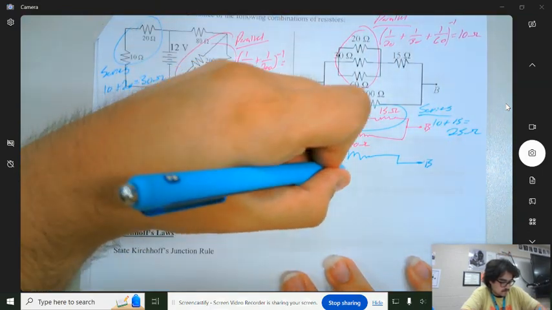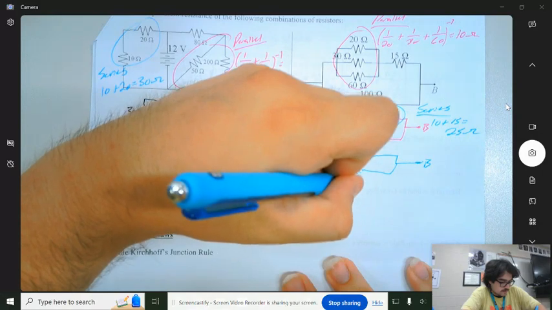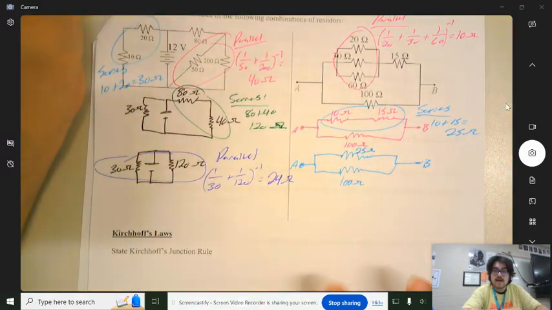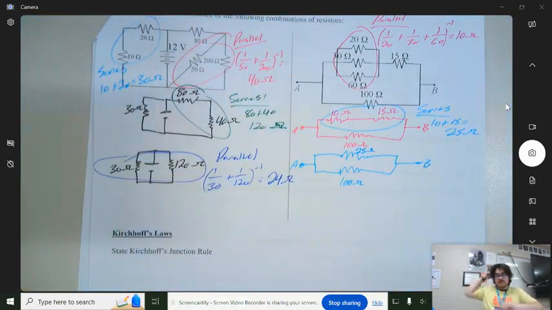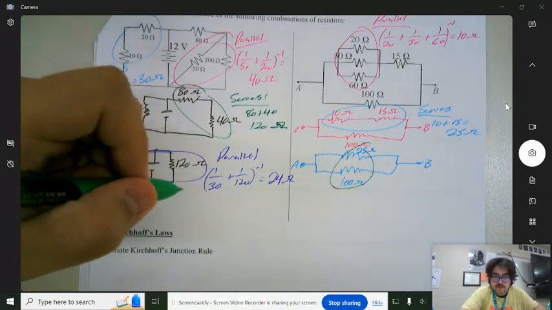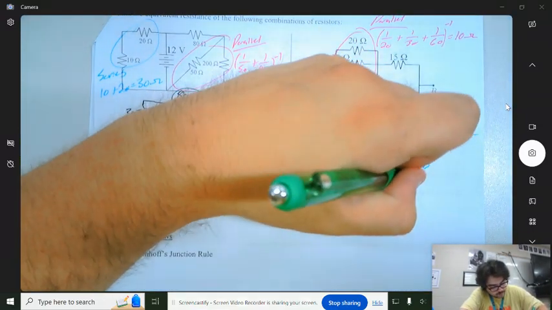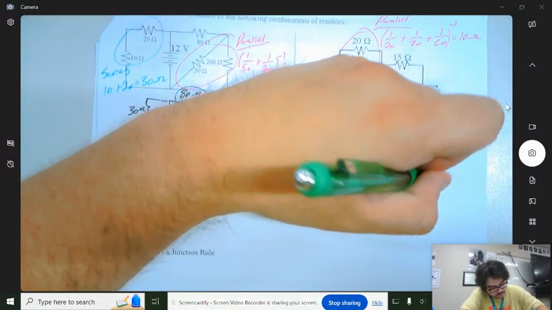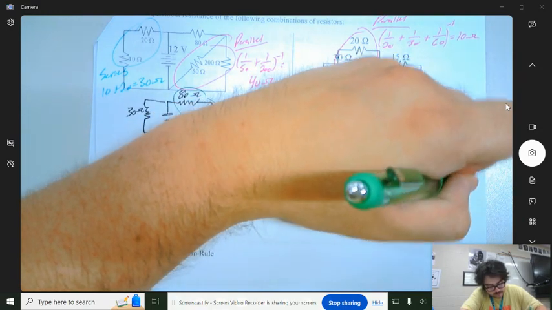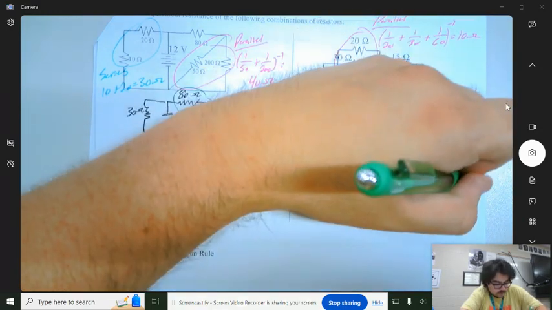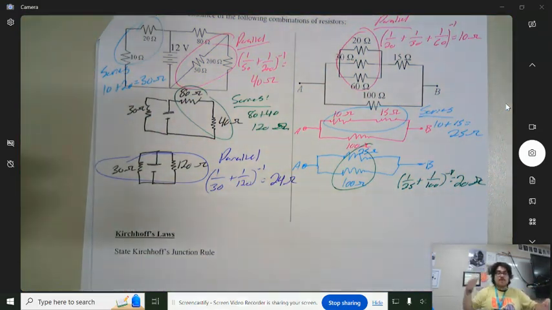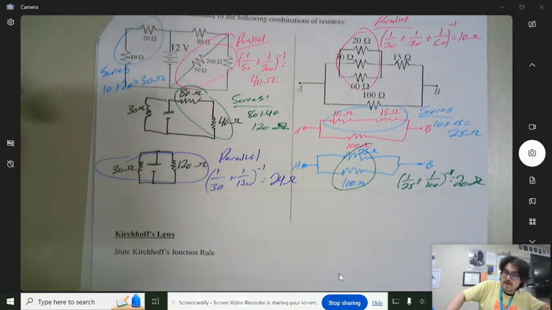This is still 100 ohms. This is now 25 ohms. You should hopefully understand these two are now in parallel with each other. So now all you have to do is 1 over 25 plus 1 over 100 to the negative 1, and that will give you 20 ohms. There you go. That's series versus parallel. Have fun.